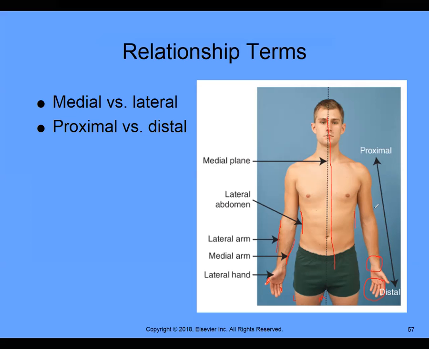If I were to circle the elbow and compare it to the wrist, the elbow is proximal in comparison to the wrist. The wrist is now distal. Now I'm going to circle the shoulder girdle. Then we could say that the shoulder girdle, in comparison to the elbow, is proximal, and the elbow is distal.